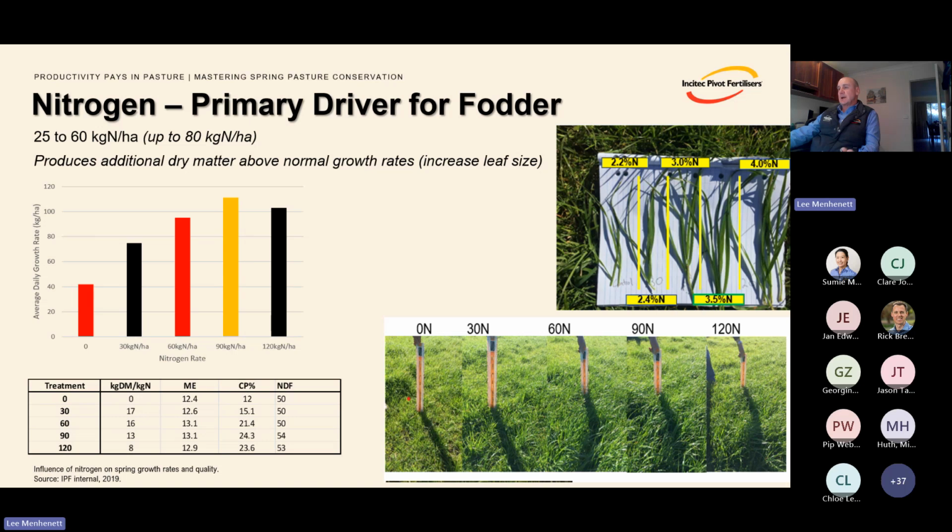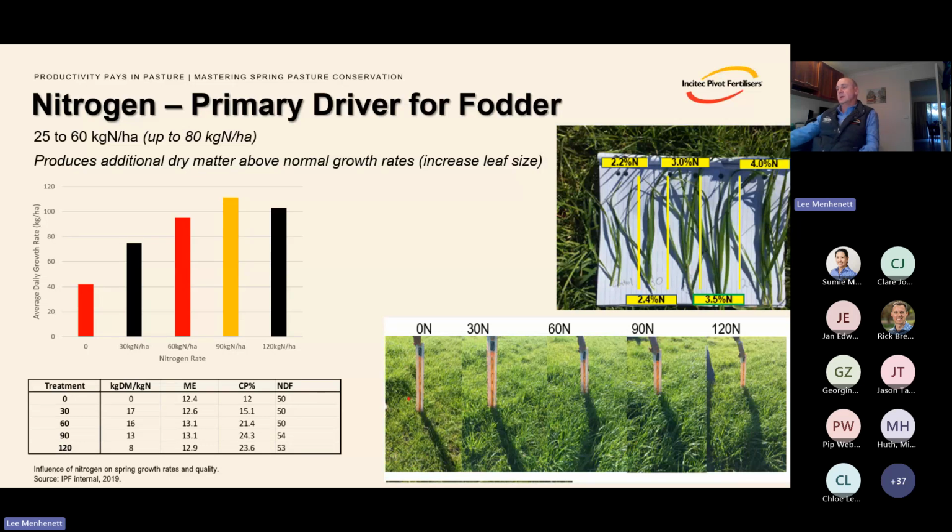I have got 80 kilos of nitrogen there in brackets, and I think there are opportunities to push nitrogen really hard in certain situations. That may be where you've taken a silage cut off, so you've removed all that nutrient, all that nitrogen, and you need to put more nitrogen back in, and you're going for another cut of silage or another hay cut. Then I think potentially you could apply up to 80 kilos of N in that situation.